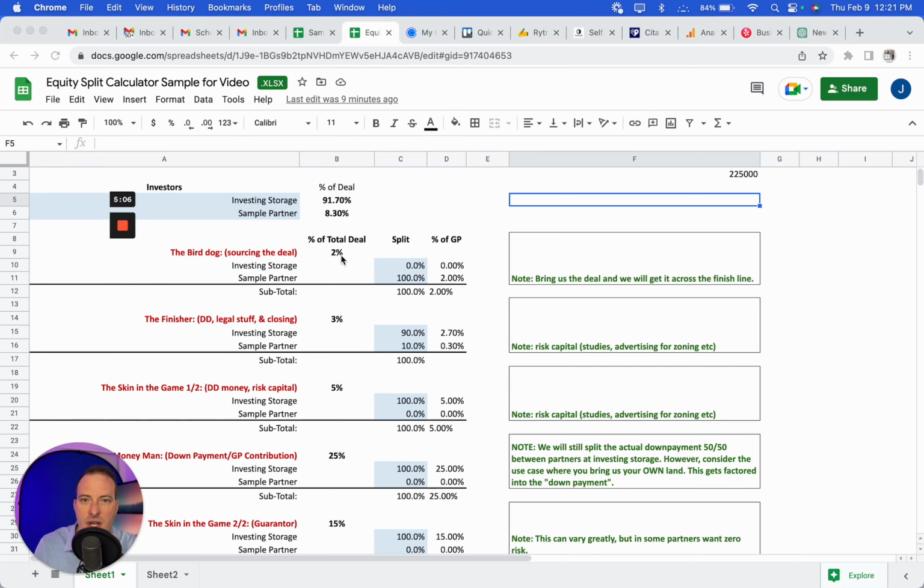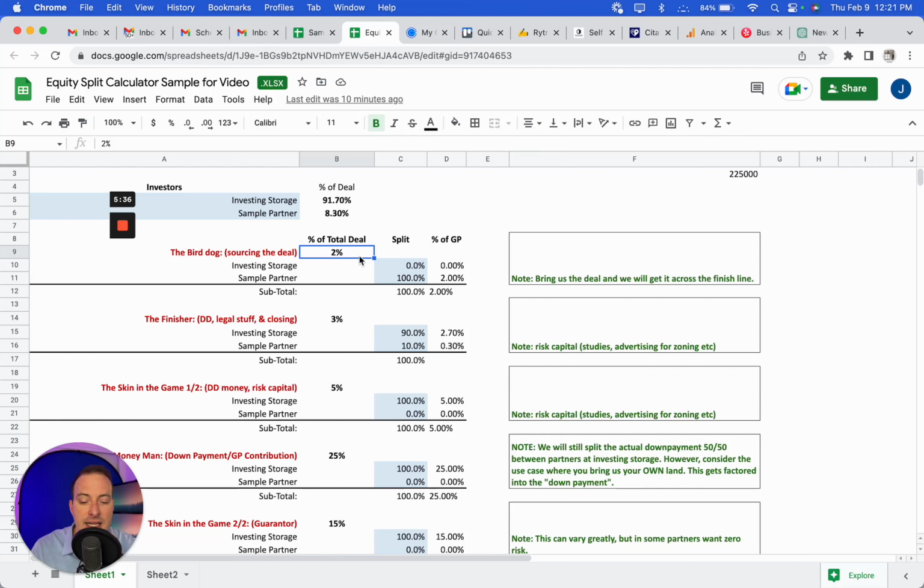So, the components of the deal. Number one, the bird dog, and I labeled these just kind of kitschy, kind of fun, helps you remember them. The bird dog, the guy that sources the deal. We know deals are, there's a million of them, right? There's always deals out there. It's the deal that's worth the right amount, getting it for the right price, the deal that actually has demand in the area. So, bird dog, he gets 2% of the deal, sourcing the deal.